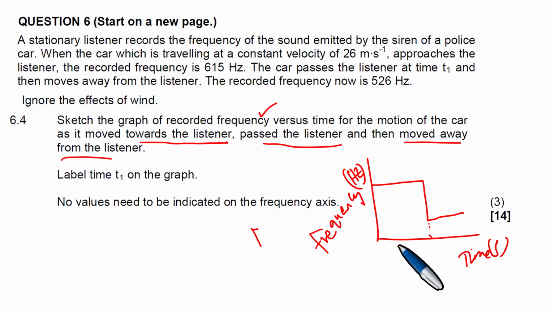No values are needed there, but this one is going to be time one. They're going to ask you tomorrow to sketch a graph of recorded frequency versus time for the motion. This paper is pretty much tomorrow's paper, so take note of exactly the way we're doing things here. Label the time T1 on the graph. No values need to be indicated on the graph. So as it approaches towards the listener, it's constant. It passes the listener, and by the time it passes, the frequency decreases. It moves away, then the frequency is much smaller.